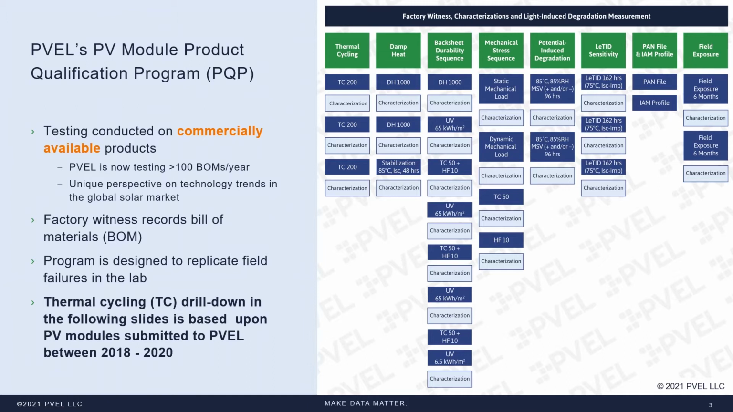which provides a very unique perspective on technology trends, how different technologies are performing, and market share of different global raw material suppliers. We record all these bill of materials and can support our downstream partners with these insights in your module supply agreements. The data I'll be showing today is based on data we've collected from 2018 to 2020, and it's mostly focused on thermal cycling results. So let's get into what we're finding.